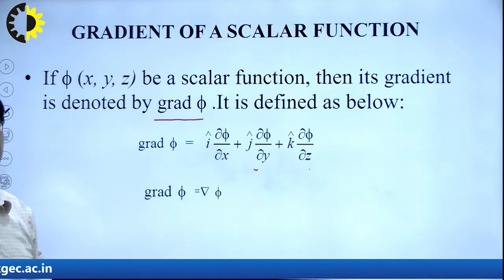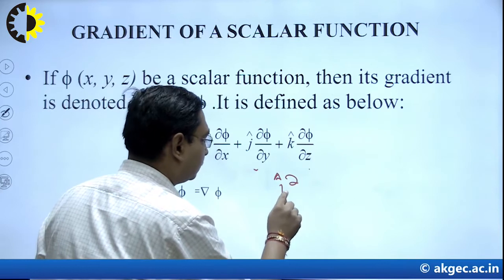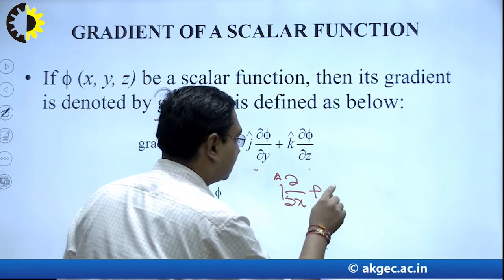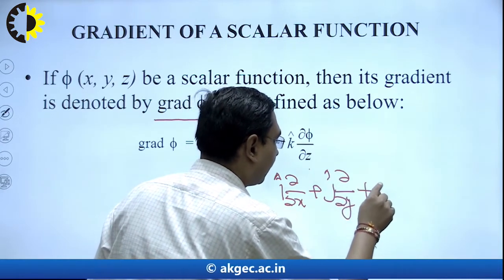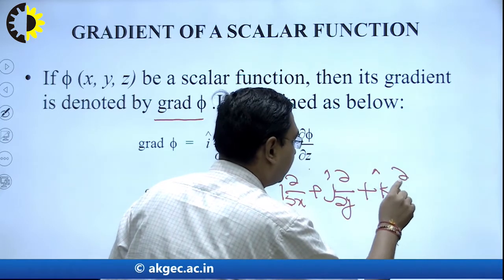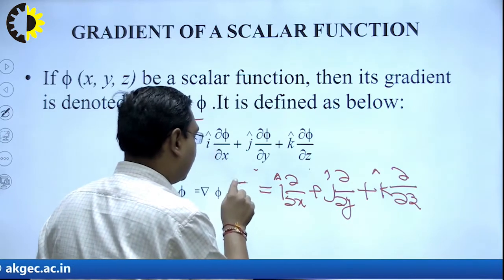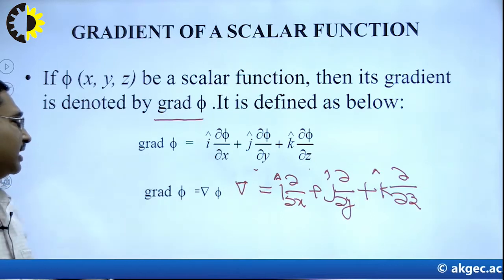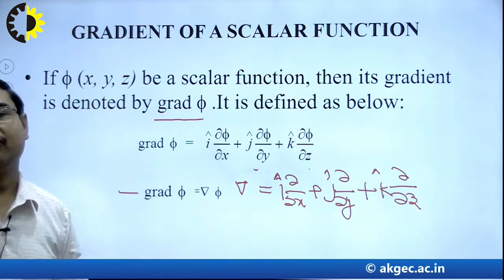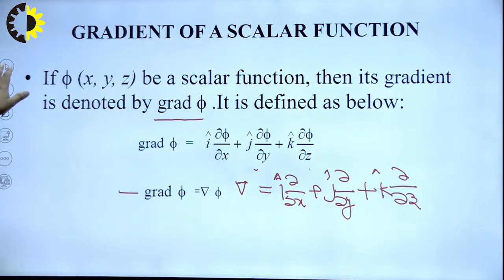As we have seen in the previous slide, this i cap ∂/∂x plus j cap ∂/∂y plus k cap ∂/∂z was nothing but the del operator. Therefore, this phi can be taken outside, and in this manner grad phi can be written as del phi also. We shall frequently use any of these notations, therefore, both of these should be clear to us.